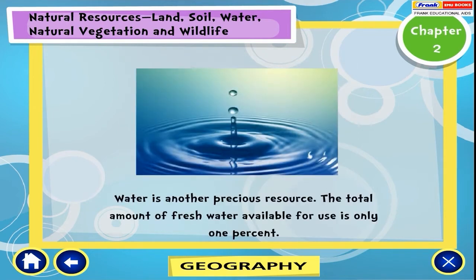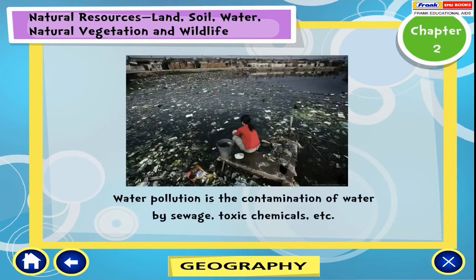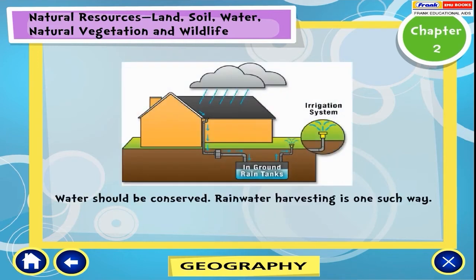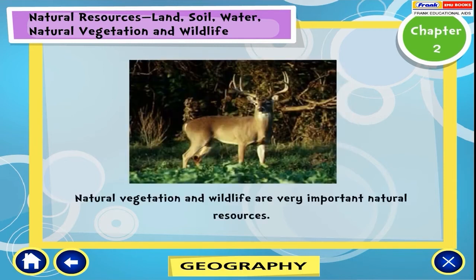Water is another precious resource. The total amount of fresh water available for use is only 1%. Water pollution is the contamination of water by sewage, toxic chemicals, etc. Water should be conserved. Rainwater harvesting is one such way. Natural vegetation and wildlife are very important natural resources.